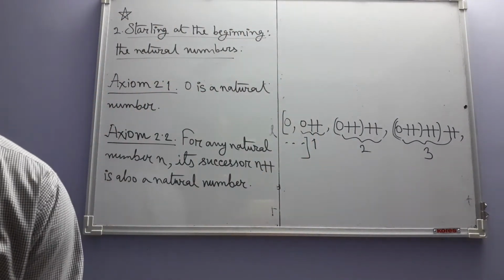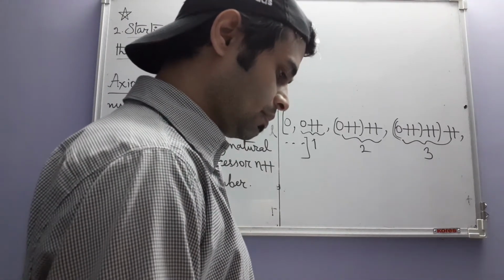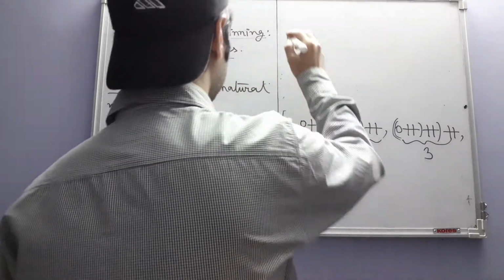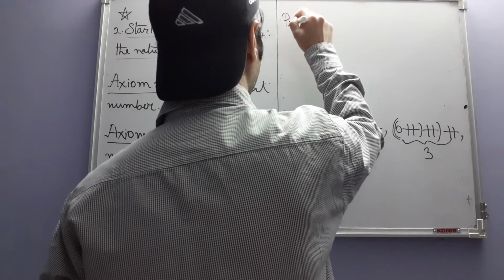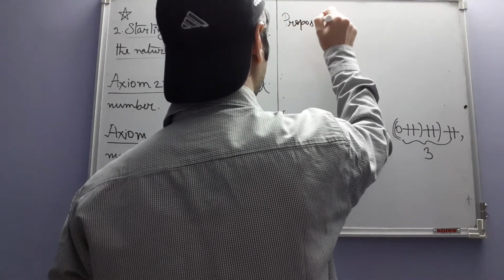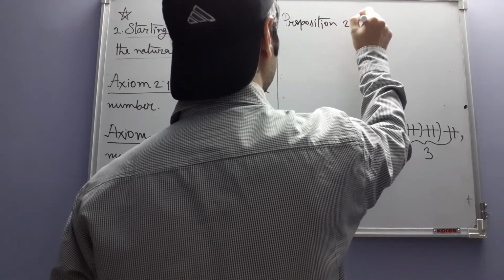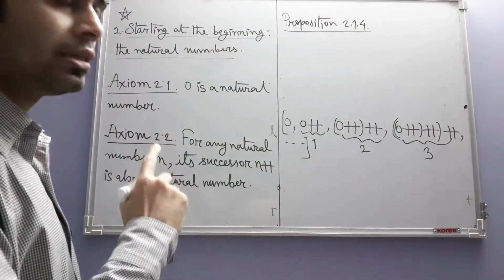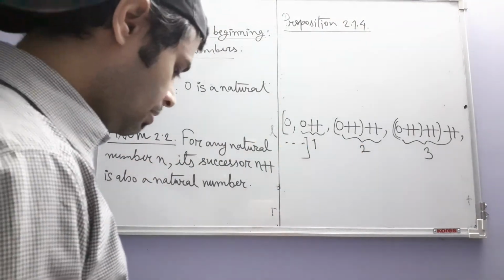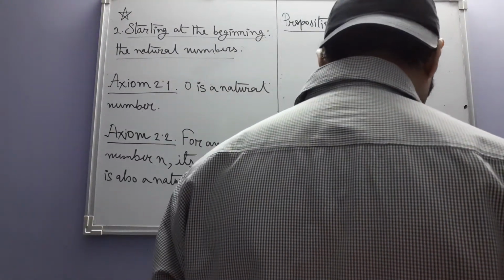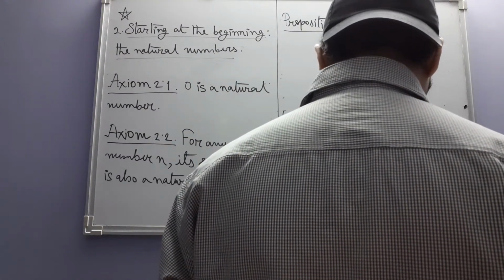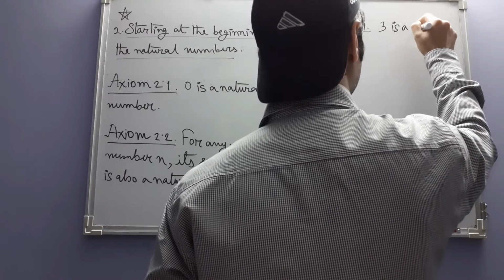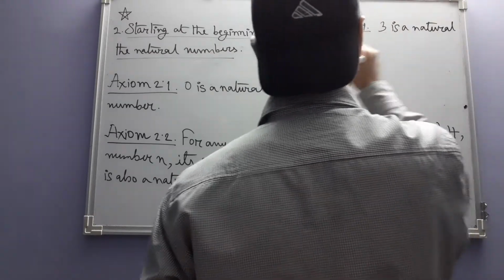I have to keep the names and the order of the things the way they are in the text. So this is Proposition 2.1.4. This is the fourth item. The previous one was Definition 2.1.3, where we defined the symbols 1, 2, 3, etc. And the proposition says: 3 is a natural number.